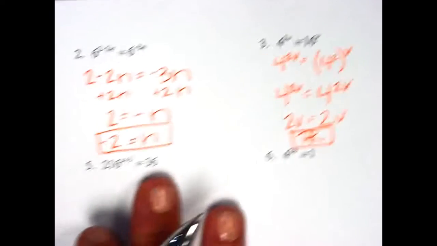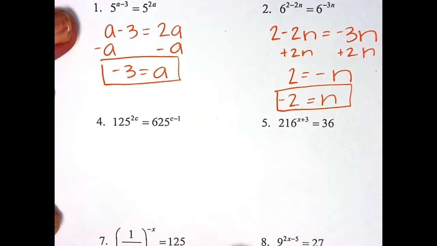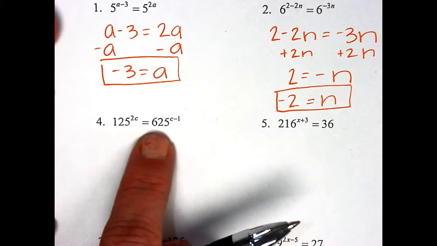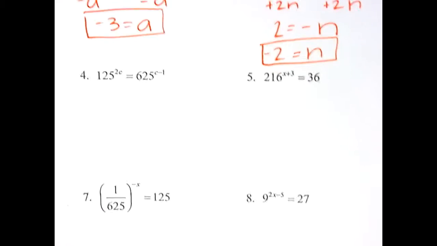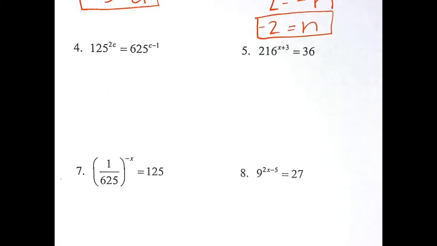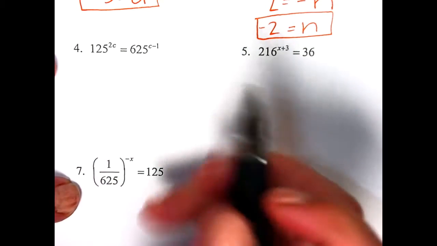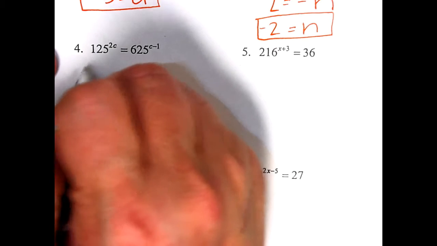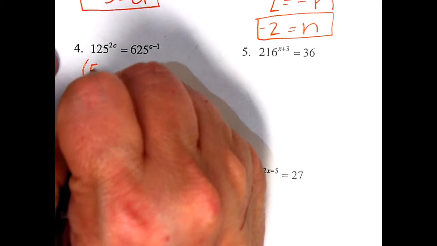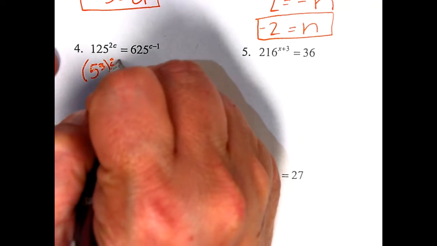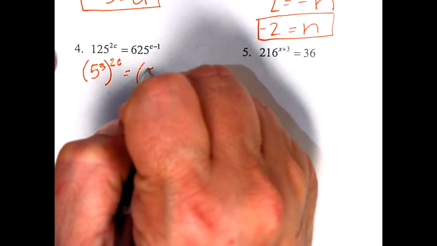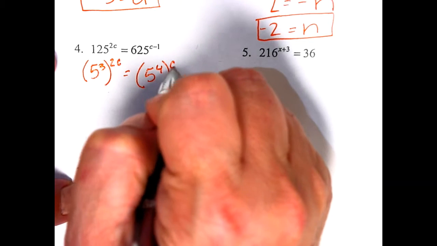On number 4, I have 125 to the 2c equals 625 to the c minus 1. If you're not good with your exponents, you're just going to have to take your calculator and play around and see, well, what can I multiply, or what has the roots to give me the same base number. In this case, they both have a base of 5. So I'm going to rewrite 125 as 5 cubed to the 2c equals 5 to the 4th to the c minus 1.